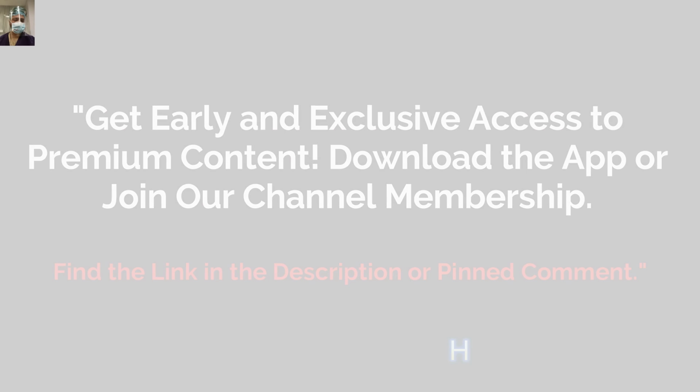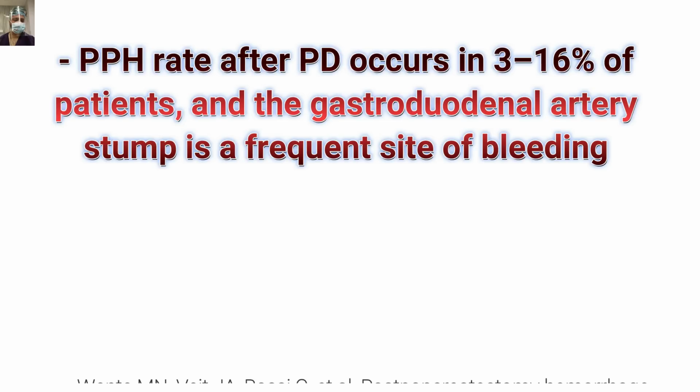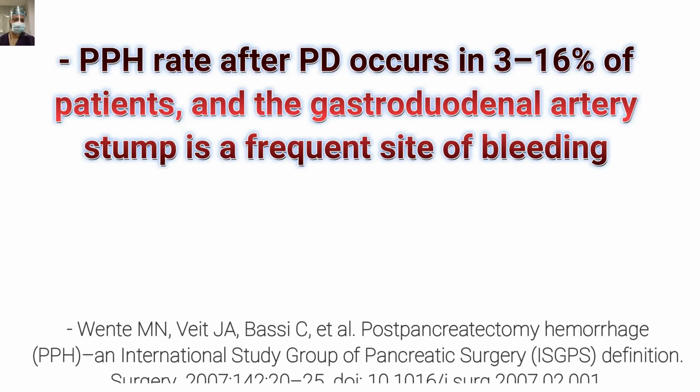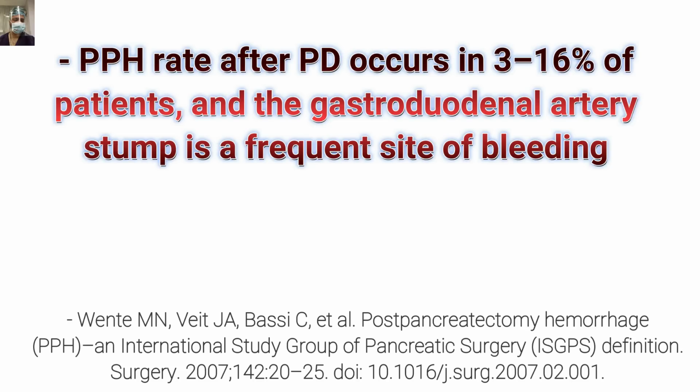So friends, the major cause of mortality after any pancreatic surgery, or for that matter Whipple surgery, is post-pancreatectomy hemorrhage, and the usual cause after Whipple is the gastroduodenal artery stump. I have given a reference to a paper in this part of the video. All of you can read this. This is a free to download paper on PubMed, and that is by Bassi et al.